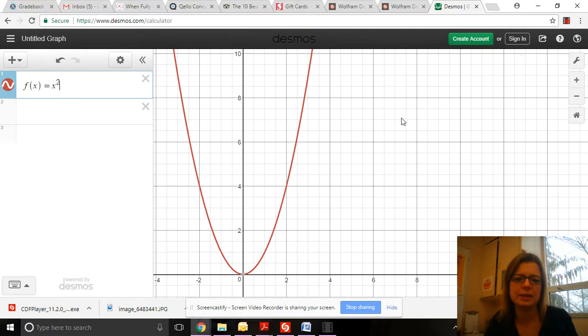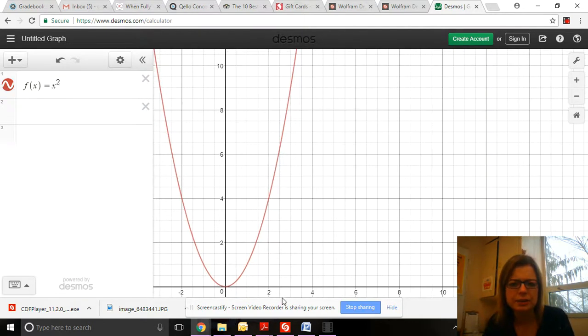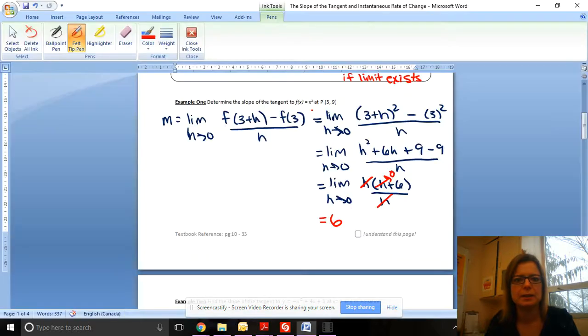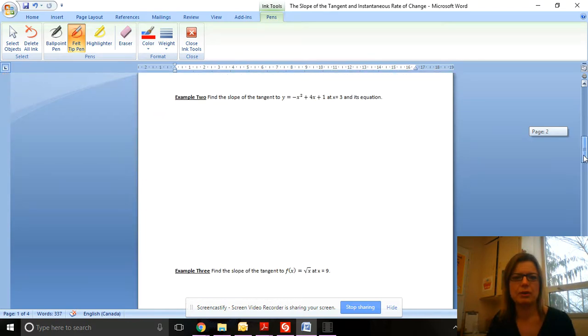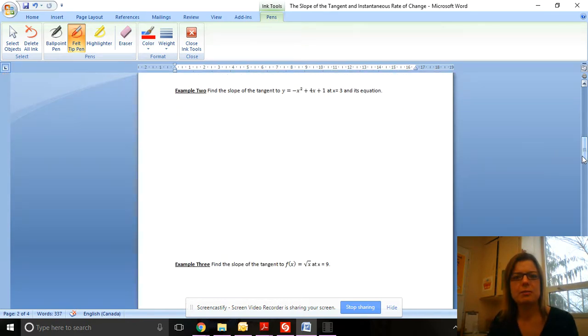So hopefully you guys can actually visualize that. So at (3, 9), if we were to draw a straight line right through that point, a tangent, the slope of that tangent would be 6. Okay, I just wanted you to have an understanding visually of what that meant. Okay, so what about here? Find the slope of the tangent to this curve at x equals 3 and its equation.